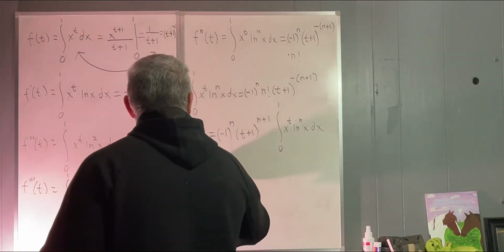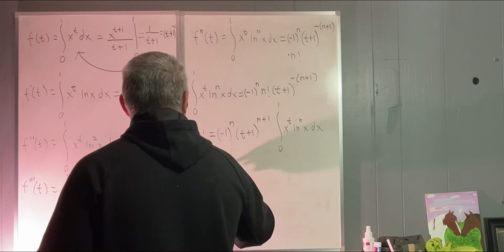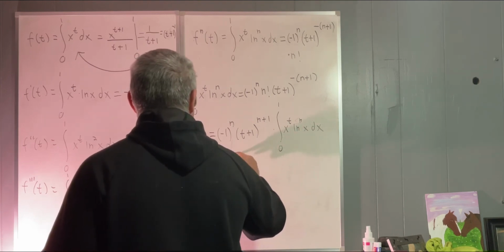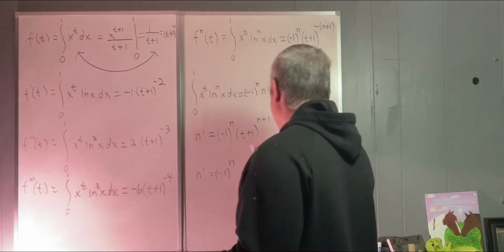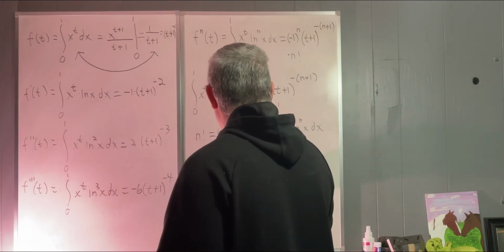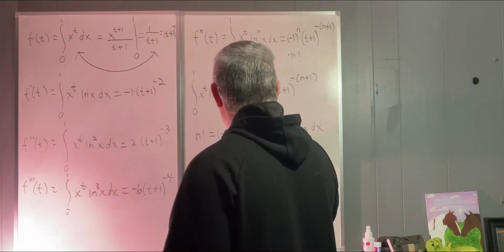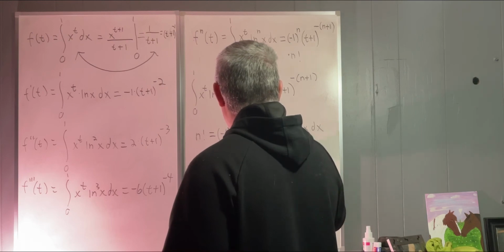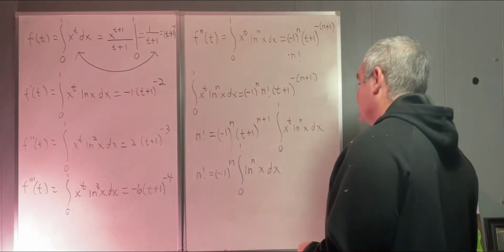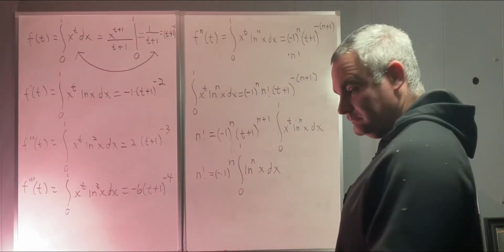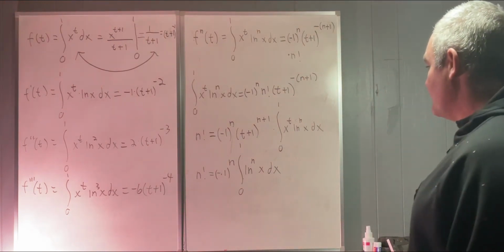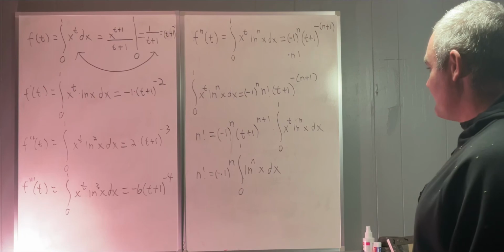So, n factorial should be equal to -1 to the n times 1 times the integral from 0 to 1 of natural log to the n of x dx. There we go. New integral representation of the factorial. Hope you enjoyed that.